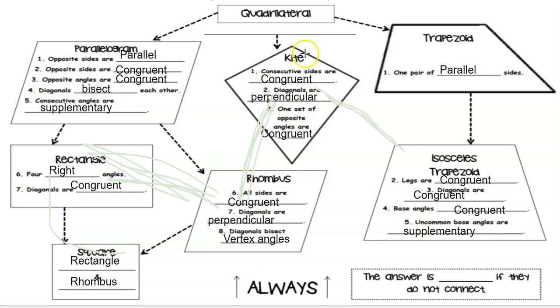Now, doing all of this has made me realize I skipped one, and I'm so glad I realized it. We didn't talk about kites independently, so let's talk about those now. It says consecutive sides are congruent, diagonals are perpendicular, and one set of opposite angles are congruent. So let's talk about what a kite is.